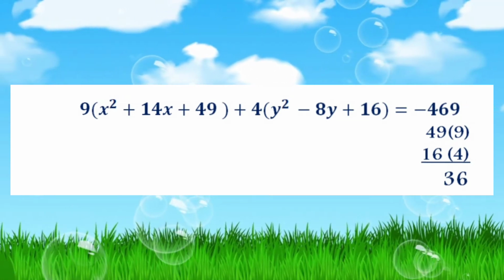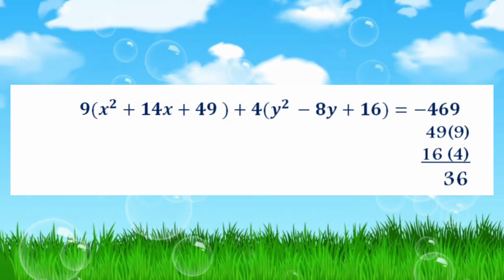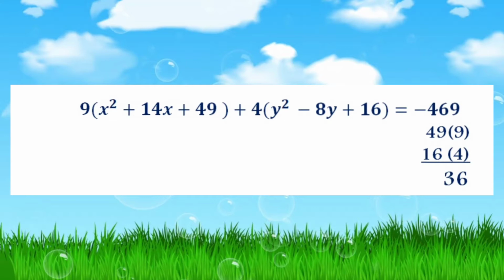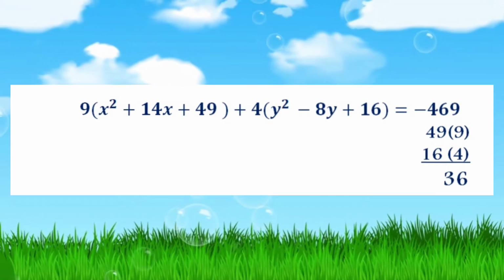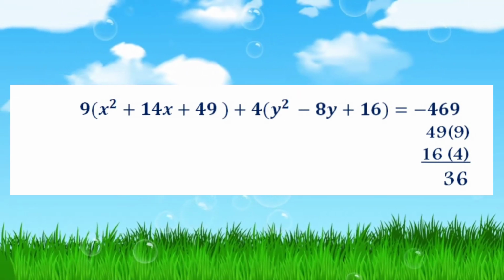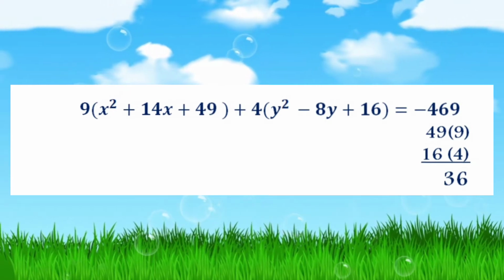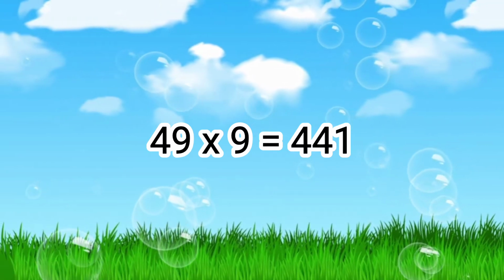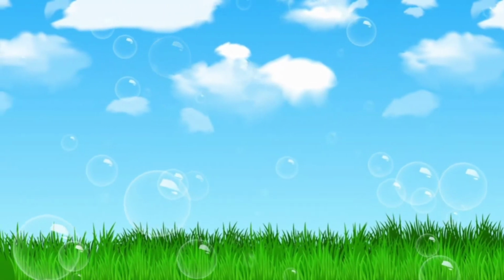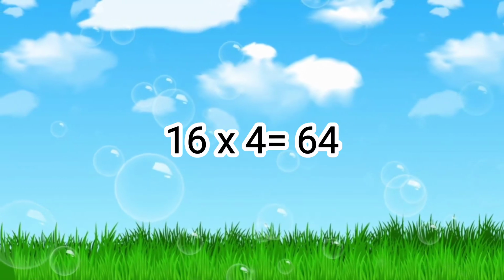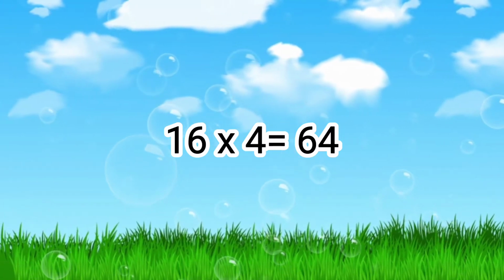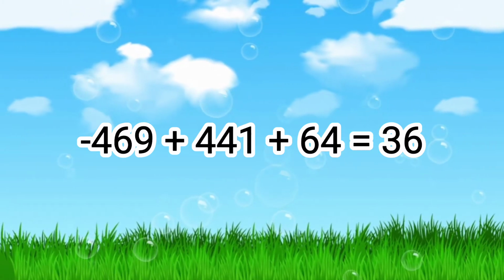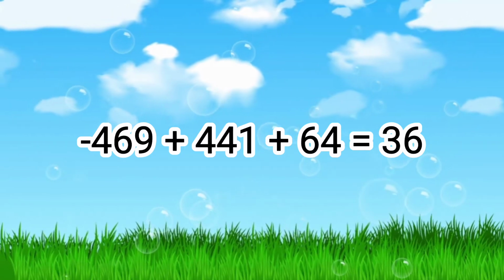However, we should remember that 49 here is multiplied by 9, so it should be multiplied by 9 on the other side also. And 16 here is multiplied by 4, so it also should be multiplied by 4 on the other side. Clear? We have 49 multiplied by 9 equals 441, while 16 multiplied by 4 equals 64. And we add these to negative 469, and the result is 36.